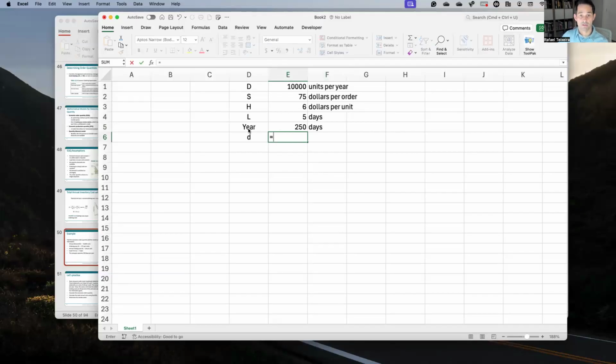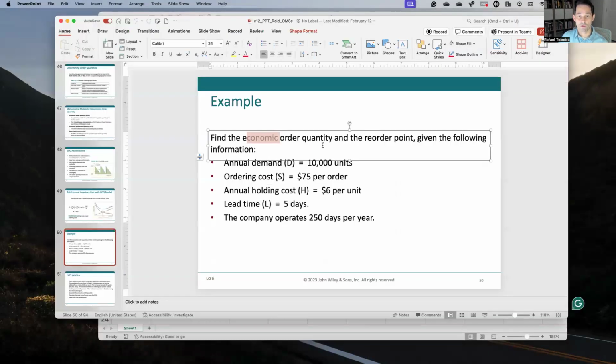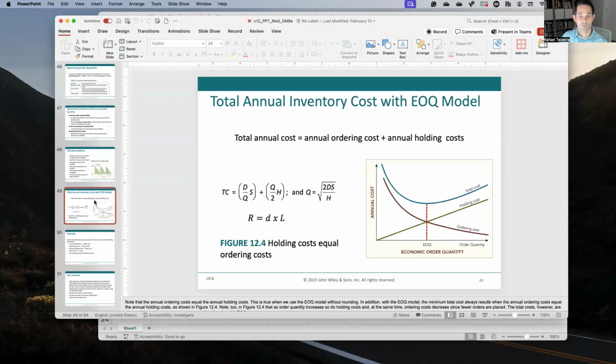It's going to be my annual demand divided by the number of days the company operates. If I divide the annual demand by the number of days the company operates, I have the daily demand. Let's put d is the daily demand in units. Okay, we got it. Now let's compute what the problem is asking: economic order quantity. I'm going to go back to the formula so you can see this is the economic order quantity.